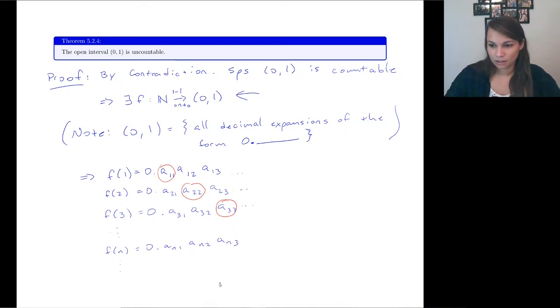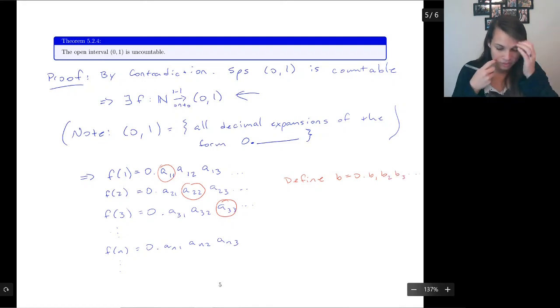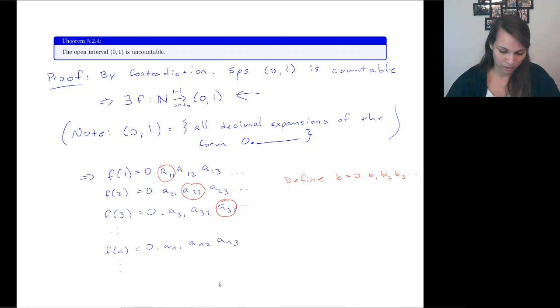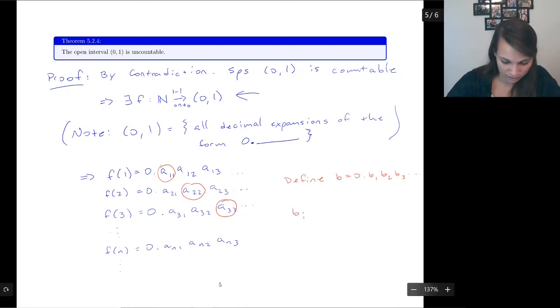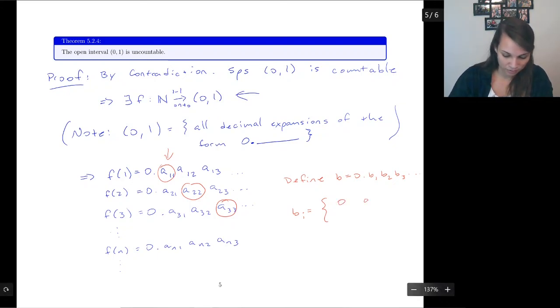Let's see. So I'm going to define my new number. And it is also going to be a decimal expansion of the form 0 dot some digits that we don't know. But I'm going to pick these digits carefully. I'm going to look at all these numbers on the diagonal. And I'm going to say that it's going to be 0 if the diagonal number is not equal to 0.